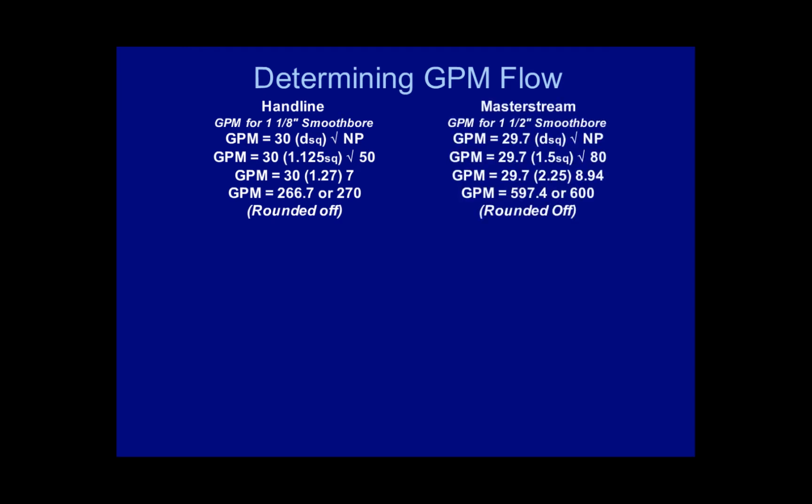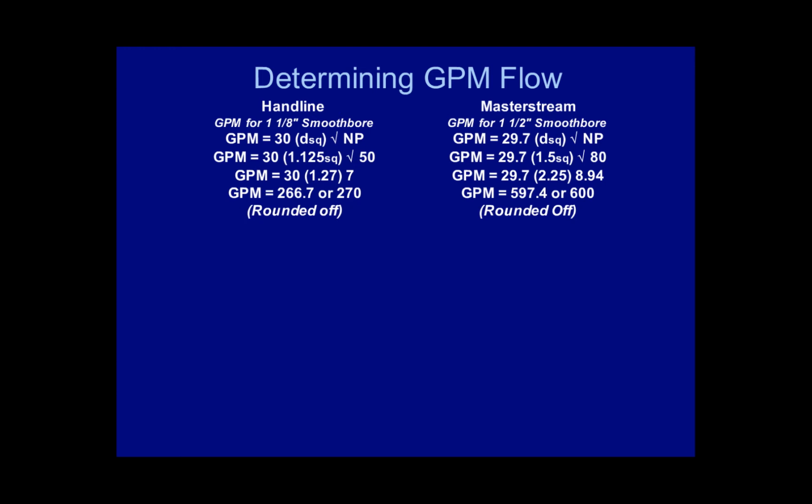Let's look at a master stream appliance and determine the GPM for an 1 1/2" smoothbore tip. In this case, we will use the more precise formula for purposes of demonstration. GPM equals 29.7 times diameter squared times the square root of the nozzle pressure. GPM equals 29.7 times 1.5 squared times the square root of 80 for a master stream.